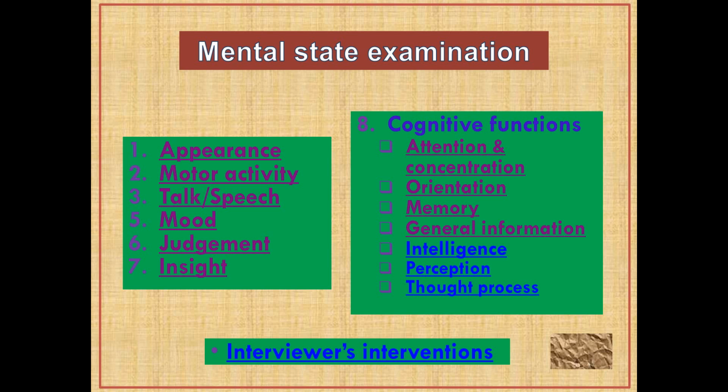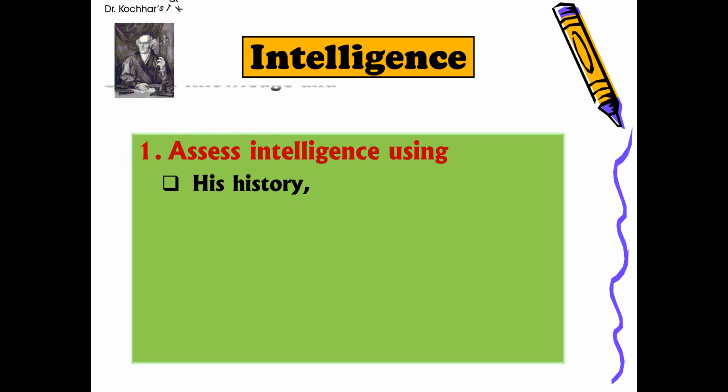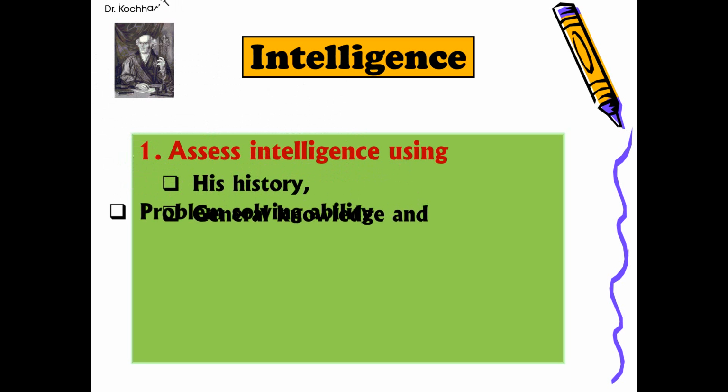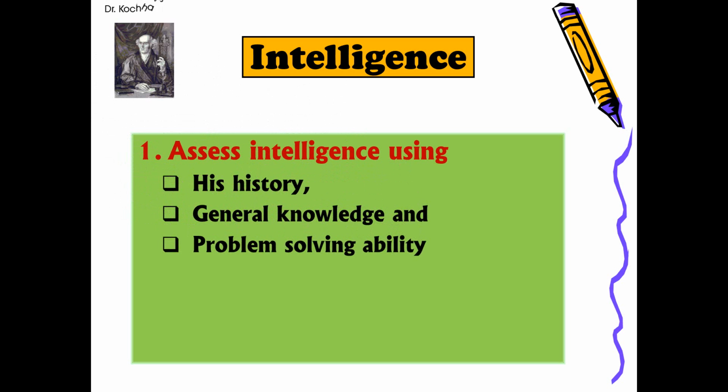Then after this, intelligence. Now what is IQ? IQ is what the intelligence tests measure. We are not going into greater details of IQ testing, but in general the intelligence test is to be done as per the history of the patient, general knowledge of the patient and his problem solving ability. From these things you can assess his history, if he says he has passed this particular examination, or his general knowledge, his problem solving ability.